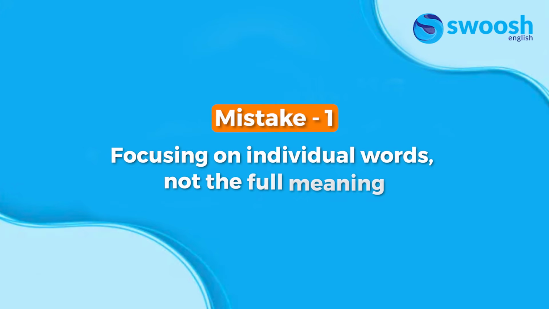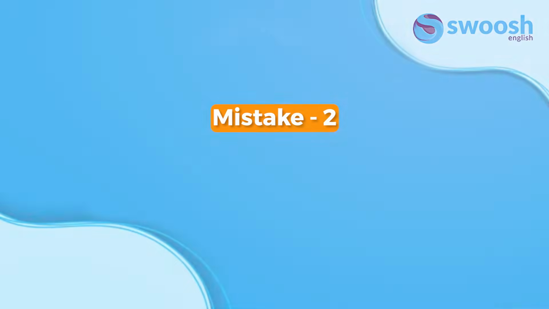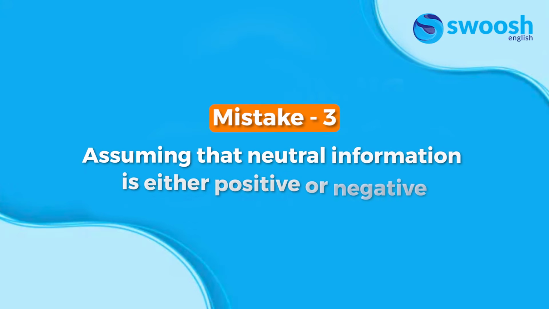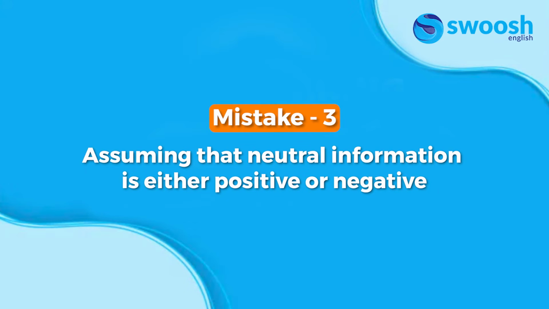Now you know the strategy, let's just talk about some common mistakes to avoid when answering these types of questions. First mistake is focusing on individual words, not the full meaning. Make sure you take the text as a whole. Second mistake is missing contrast words like but, however, although, as these can indicate a change in opinion or attitude. Another mistake is assuming that neutral information is either positive or negative. Sometimes the writer is not expressing a particularly strong opinion either way. They might just be saying something in a neutral tone, and you need to be able to identify this.